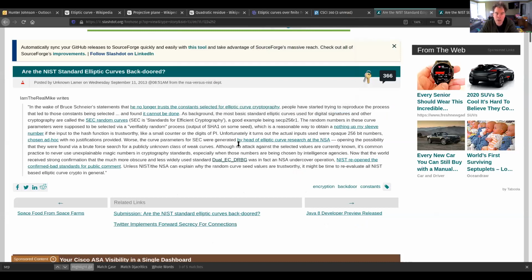So are the NIST standard elliptic curves backdoored? They defined a bunch of these standard elliptic curves, and they did something similar to what we just did. They found parameters P, A, and B so that the cardinality of EC is a prime. And how do they choose these parameters? They could just do it randomly, and that's basically what they did. But then the NSA says, here are these numbers that we found kind of randomly, and you just have to trust that they actually did find them through some random process.